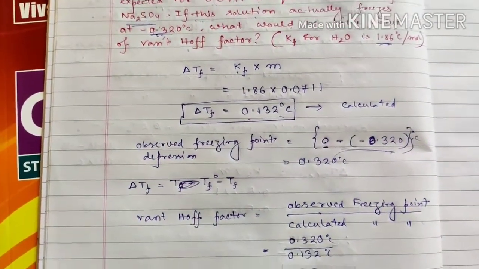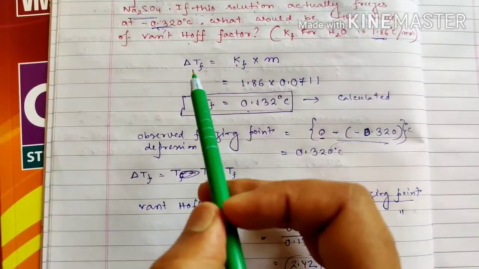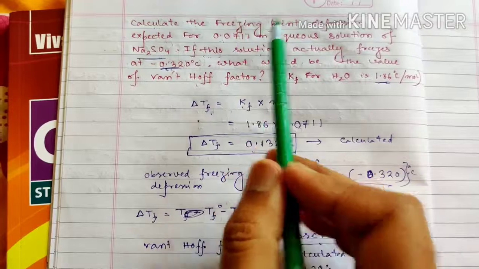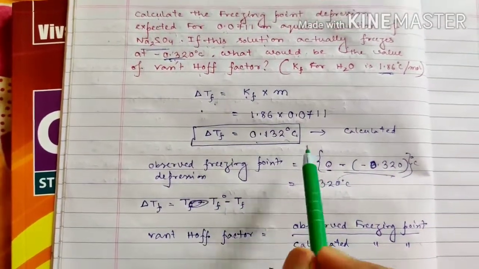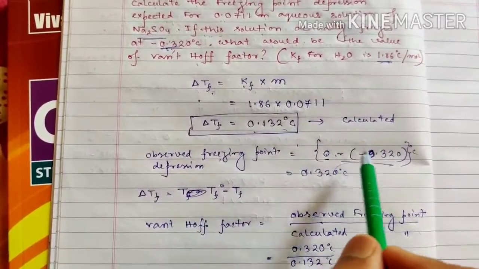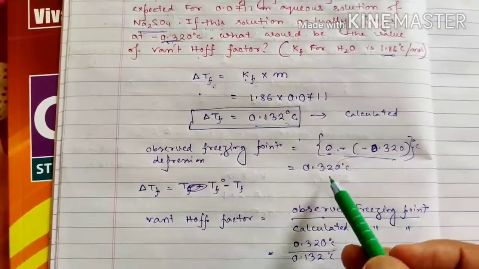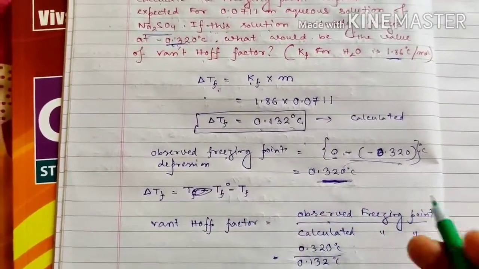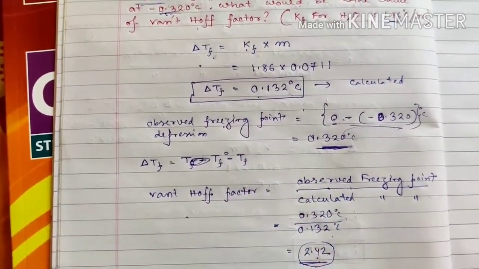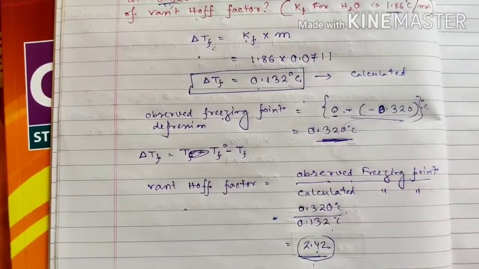So let me remind you what we have actually done. We first calculated the delta TF from the given values in the question. That was the calculated one. Then we found the observed freezing point depression, which is 0 minus the freezing point of the solution, and we get this much. So the Van't Hoff factor, as we know, is observed by calculated. We put those two values and get the ratio as 2.42.